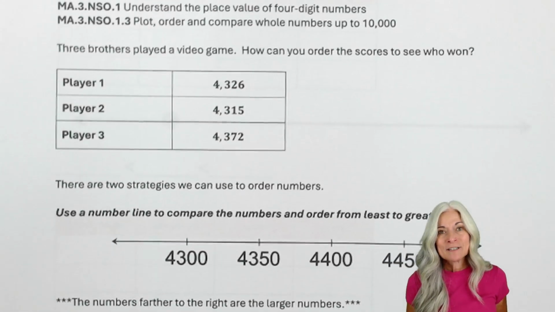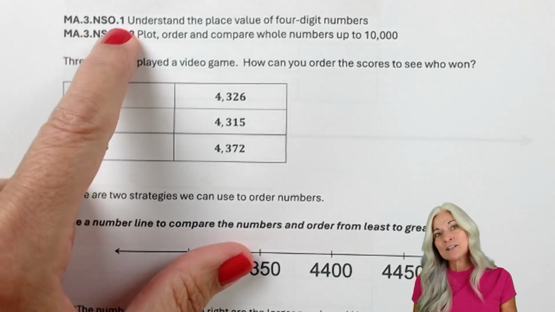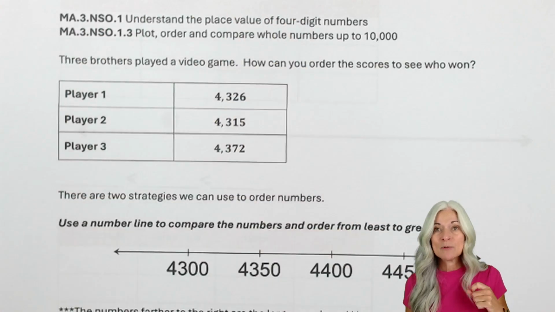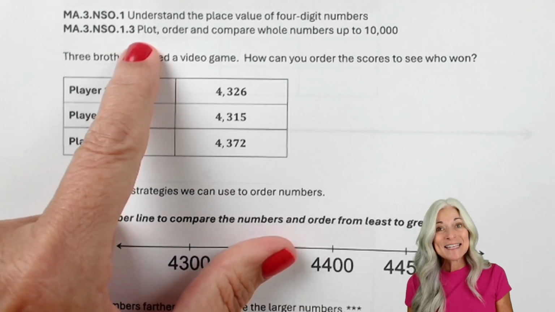Hi, friends. This lesson is really just going to feel like an extension from the previous lesson, because in the previous lesson we were just comparing two four-digit numbers. Now we're going to be giving them three four-digit numbers, and they're going to be ordering them from least to greatest. So we're still working on that standard: grade 3, number sense and operations, standard 1, understand the place value of four-digit numbers. We're still focusing on that same benchmark.